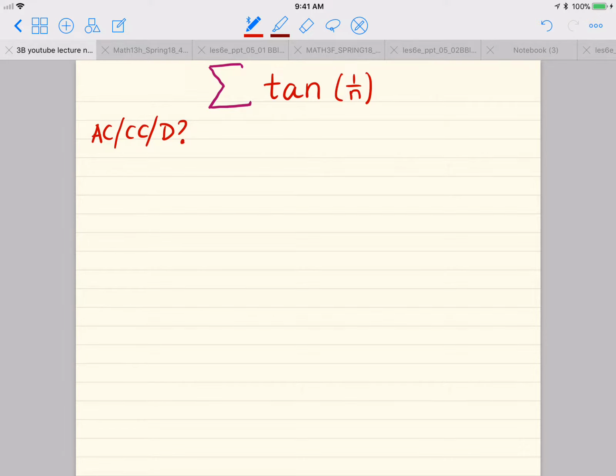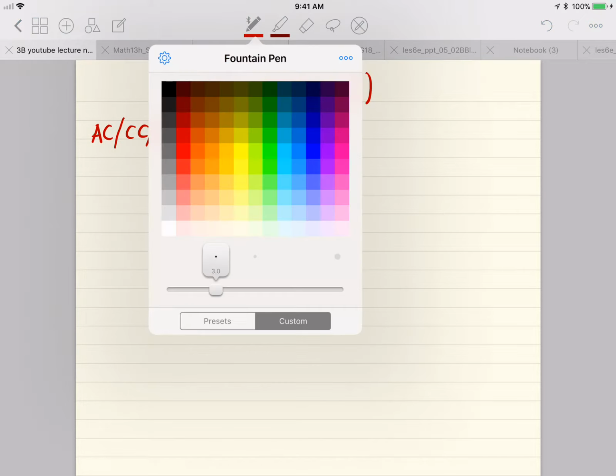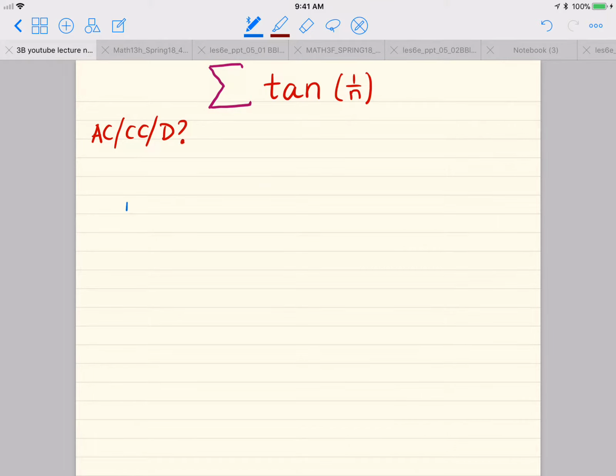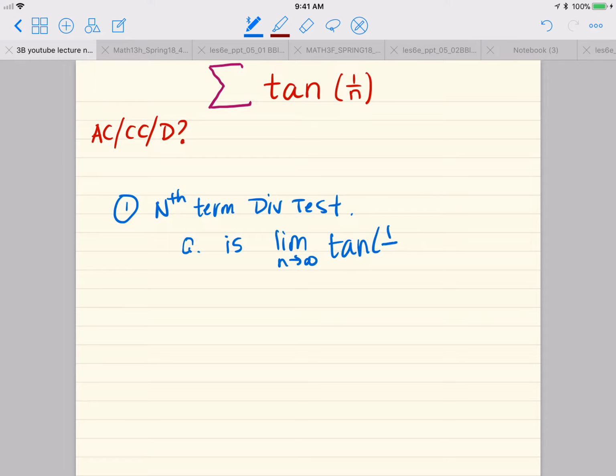Okay, this series looks a little weird just because we're usually not thinking about tangent of 1 over n. First thing that comes to mind is let's check that the terms go to 0. So this is the nth term divergence test. So the question is, is the limit as n goes to infinity of tangent 1 over n equal to 0?